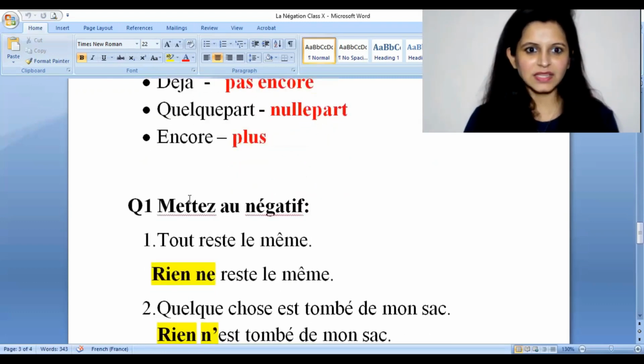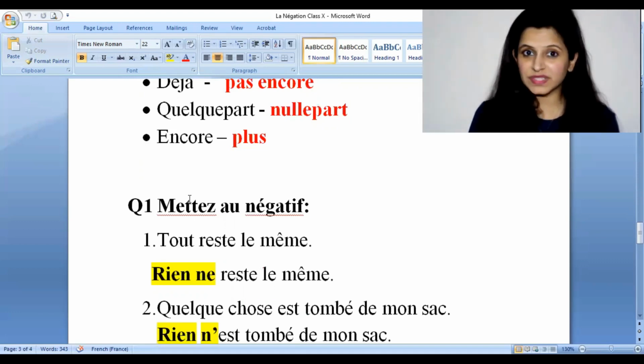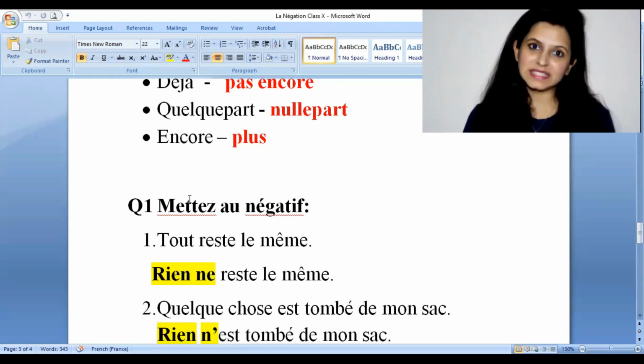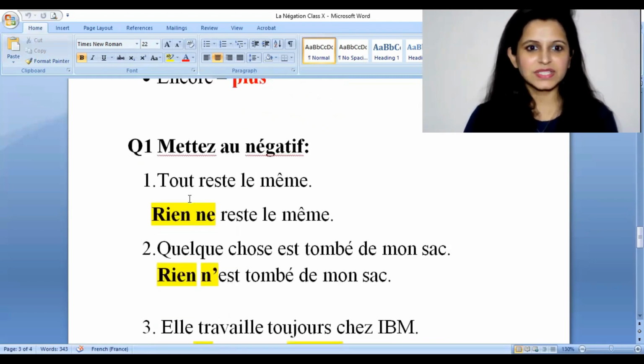So let's quickly start. Mettez au négatif. Tout reste le même. Tout, everything stays the same. So how are we going to make it negative? Nothing stays the same. Yes. Now tout is in the starting position. So the negative word will also be in the starting position. So the sentence will be rien ne reste le même. Nothing stays the same. Yes.